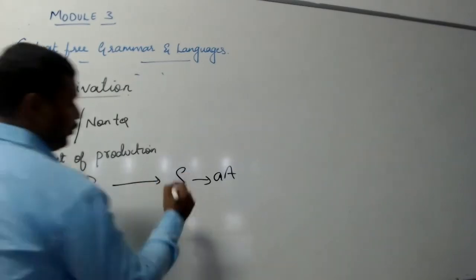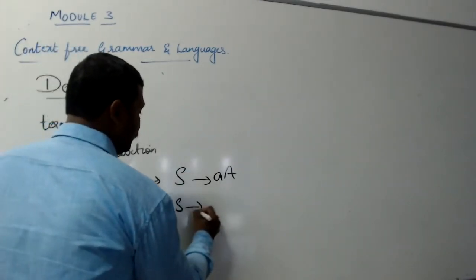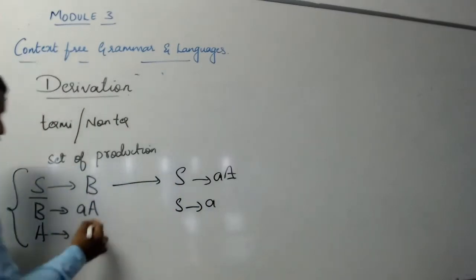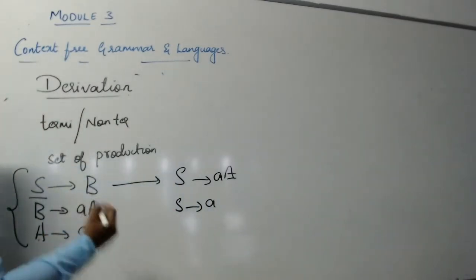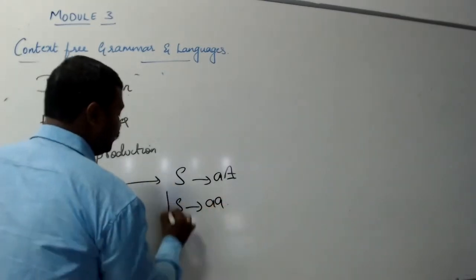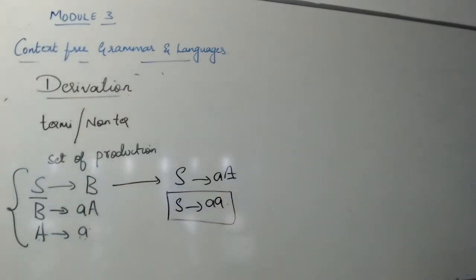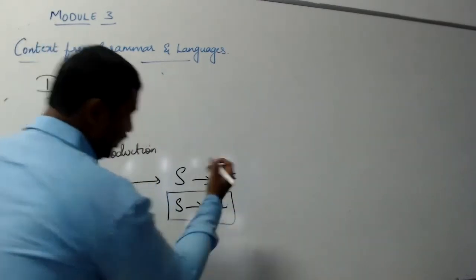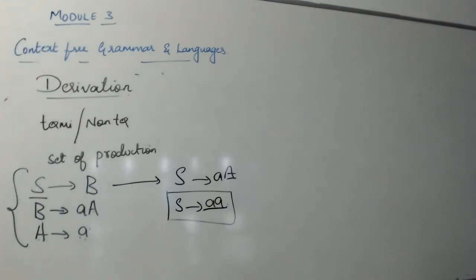And again in this production, S tends to A, but again this A has some derivation, that is A tends to A. So this is called a derivation. Substituting your non-terminals with terminals by applying some set of productions upon your start symbol is called a derivation. And this derivation always starts with your start symbol and ends with a string of terminals.